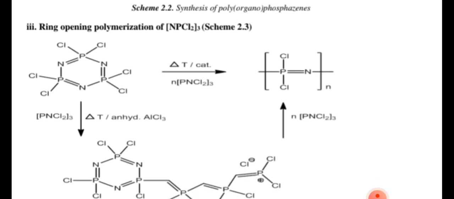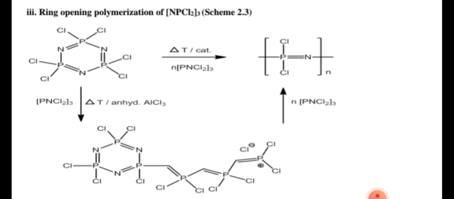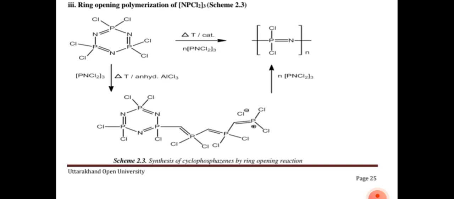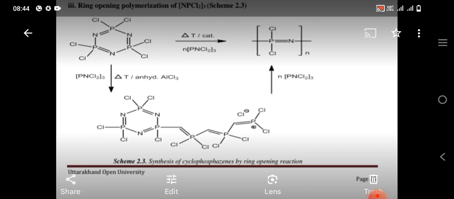Synthesis of polyorganophosphazenes, third: ring opening polymerization of (NPCl2)3. Phosphazene in the presence of a catalyst gives (NPCl2)n, we get this compound. This is the synthesis of polyphosphazenes by ring opening reactions. With the help of ring opening reactions, we get polymers from the cyclic compounds.